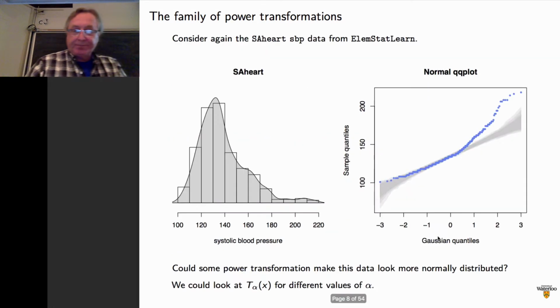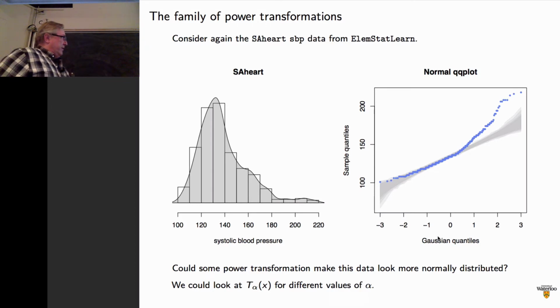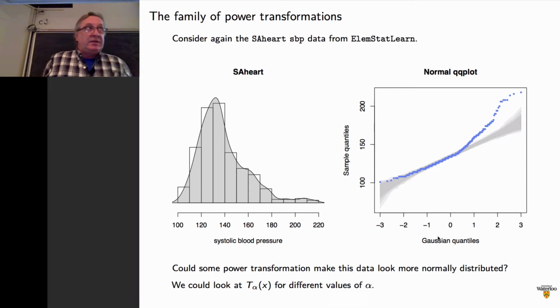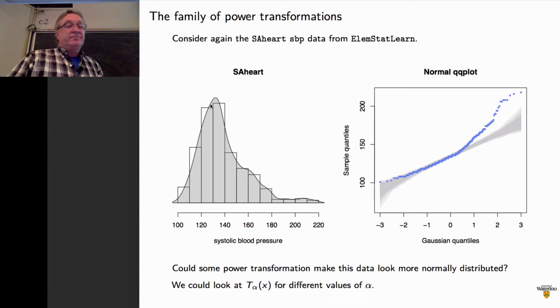Okay, so let's see what happens. I'm going to apply this transformation to data that you know well already. So this is systolic blood pressure for all of the patients in the South African heart disease data set. And the histogram is there with the density estimate overlaid. And you can see that that density estimate is skewed. Right, it's got a long right tail.